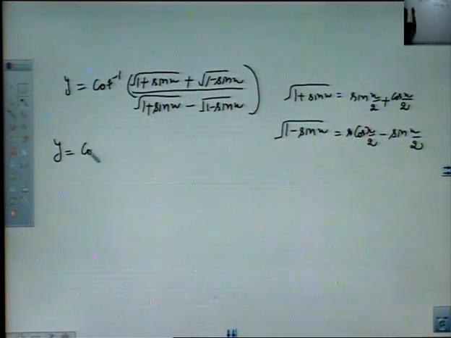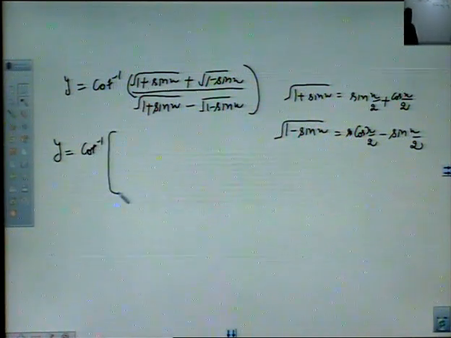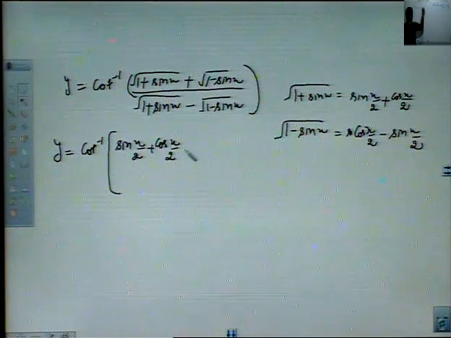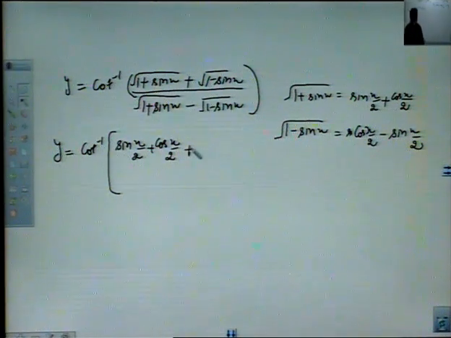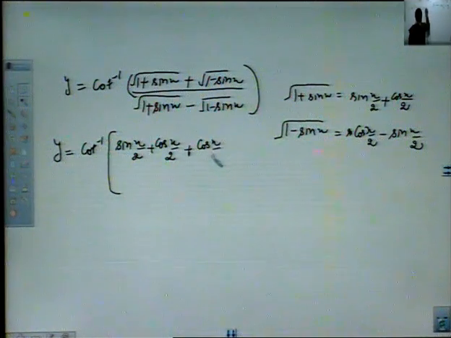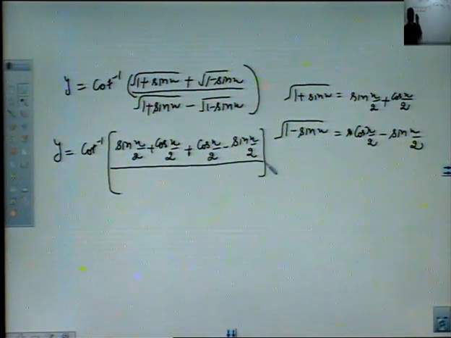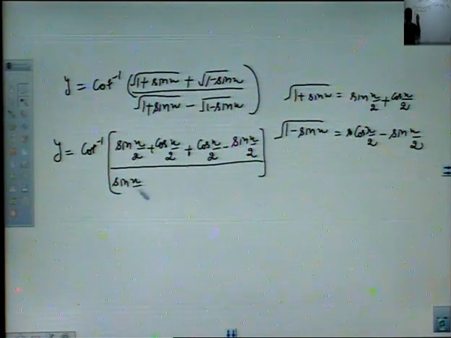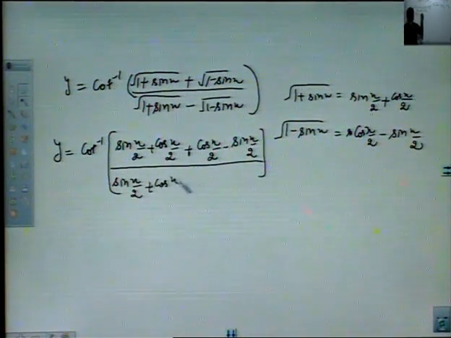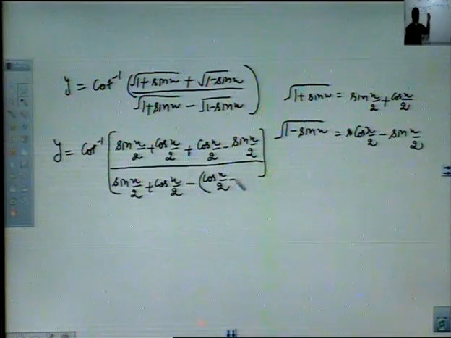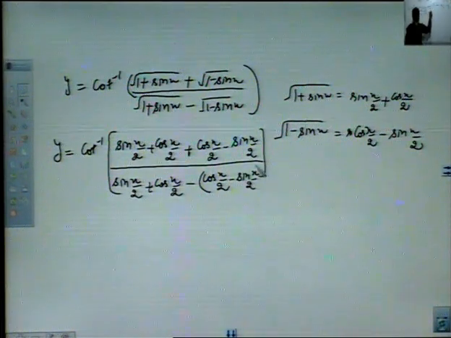So y equal to cot inverse of (sin x by 2 plus cos x by 2, plus cos x by 2 minus sin x by 2) upon (sin x by 2 plus cos x by 2, minus cos x by 2 minus sin x by 2).